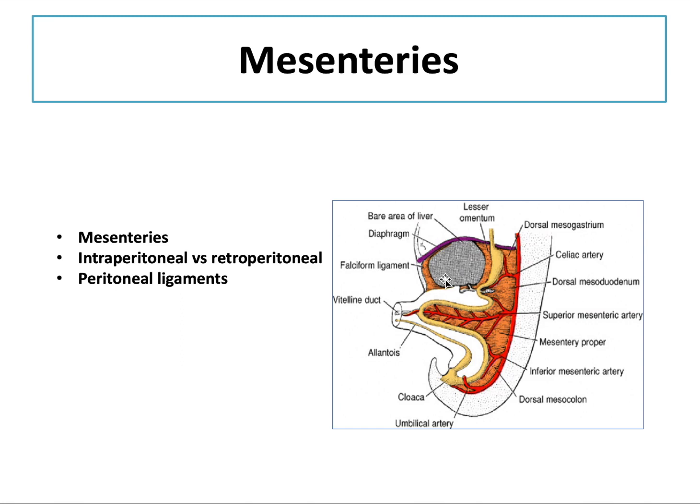By the 5th week of development, the lower part of the foregut, midgut, and major part of the hindgut are suspended from the abdominal wall by the dorsal mesentery. In the stomach, it's called the dorsal mesogastrium or the greater omentum. The region of the duodenum is called the mesoduodenum. In the area of the colon, it's called dorsal mesocolon, whereas in the area of the jejunum and ileum, it forms the mesentery proper.